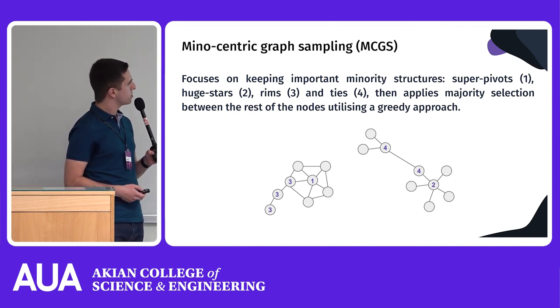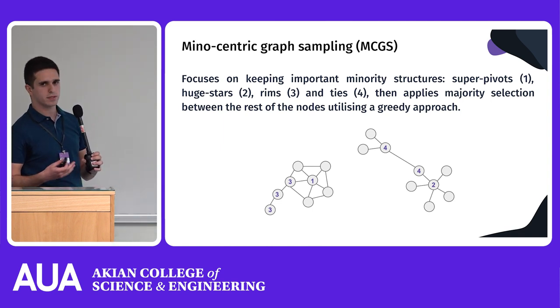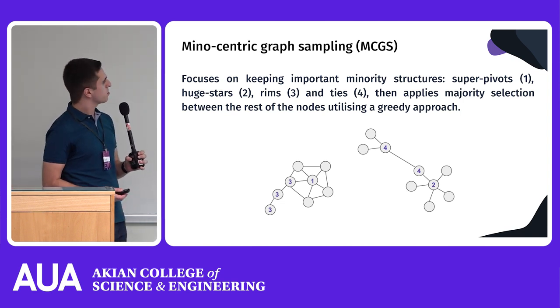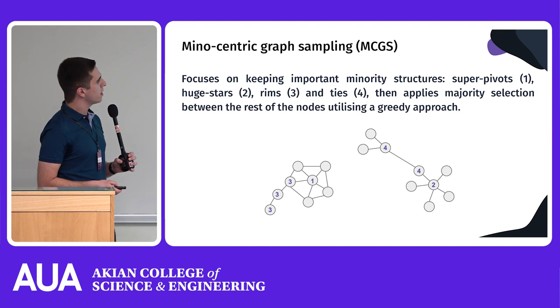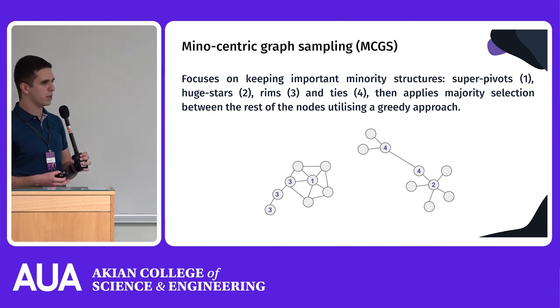The next type of minority that we have are the huge stars. We can see one here. Huge stars also have high connectivity, but in this case they form a star-like structure, meaning their adjacent nodes have no connectivity with one another. The next important minority structure are the rims. They are edge-like structures getting out from the main clustered component. And also we have bridges, here. Bridges just connect different highly connected components with one another.